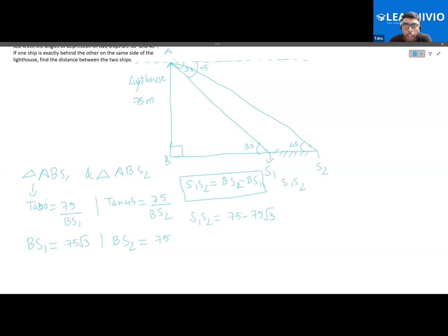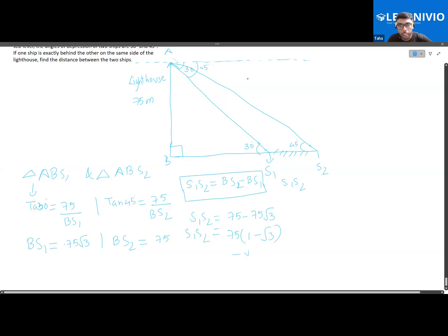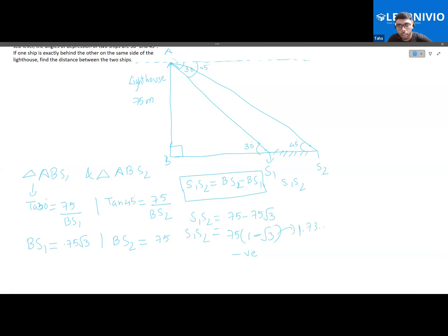30 degrees. If 30 degrees is here, so the answer is 75 into 1 minus root 3. This would give us a negative answer. That is the problem, no? This would give a negative answer because root 3's value is 1.73, so on. So this would result in a negative value.